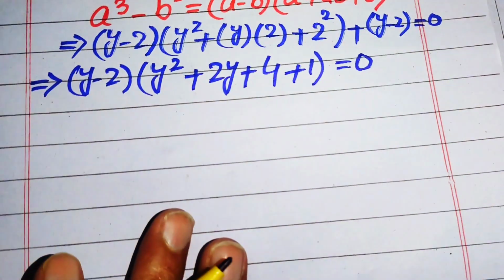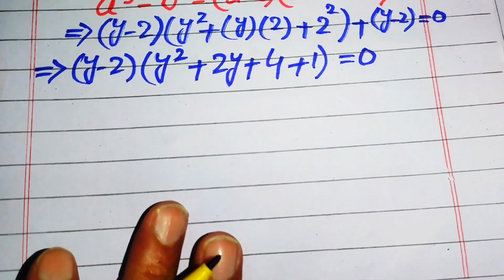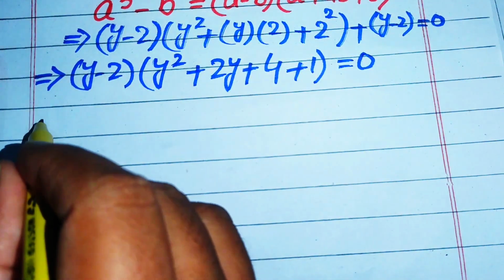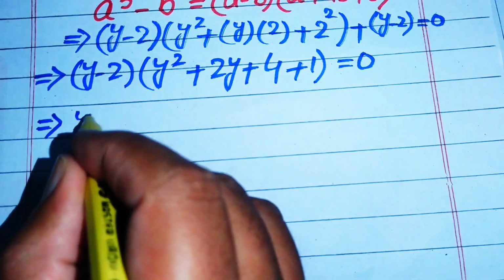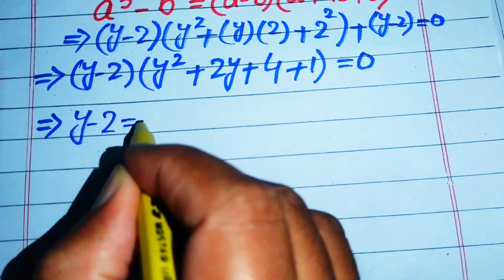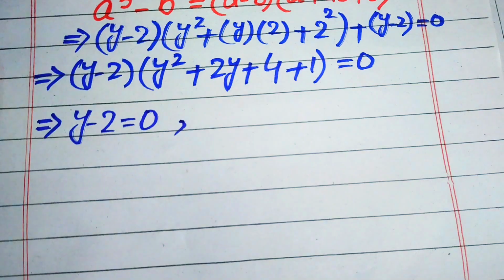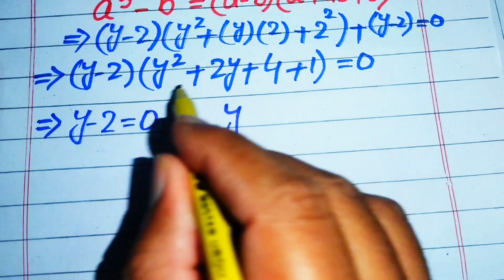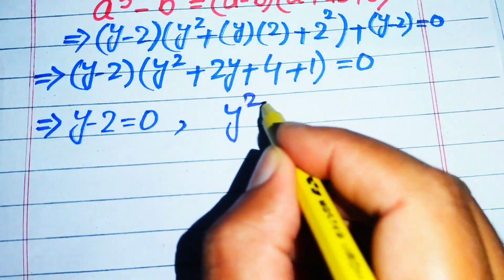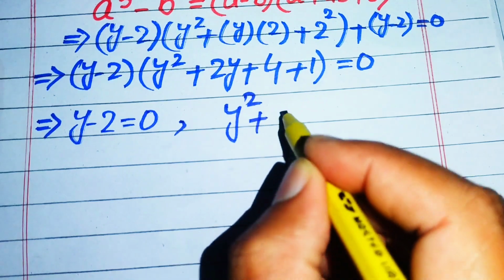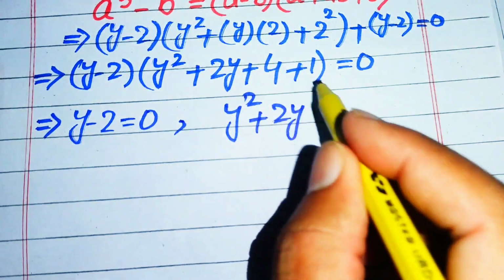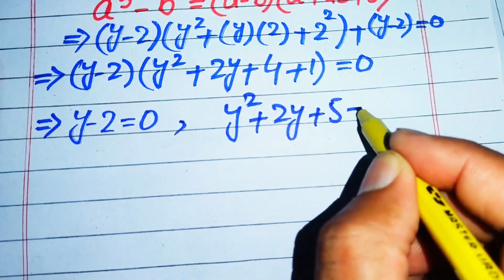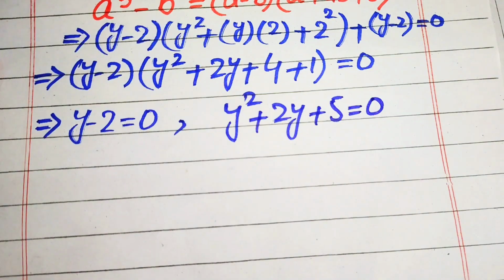And now in the next step we convert this into two cases, so our first case is y minus 2 equals 0, and the second case is this whole term equals 0. So here you have y square plus 2y, and 4 plus 1 is 5, and this whole equals 0.